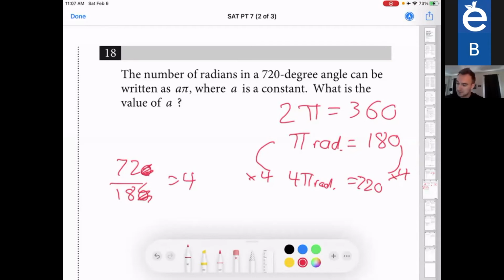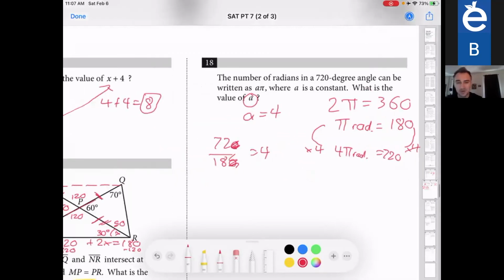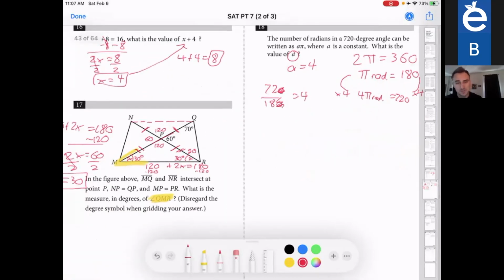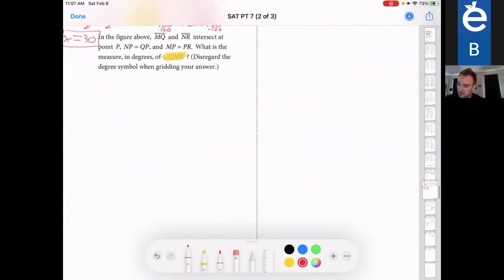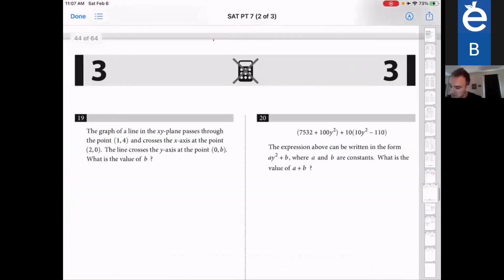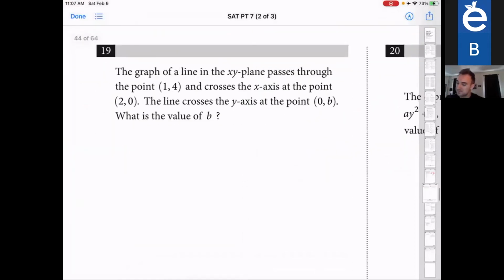720. So the value of A, though, is all they're asking. A is equal to 4. Strange unit of degrees, but definitely one that we need to know. Like I said, usually applies in terms of unit circles, but that's a good fair question there. That was 18. We're on our last 2 here in this section. All right, let's look at 19.